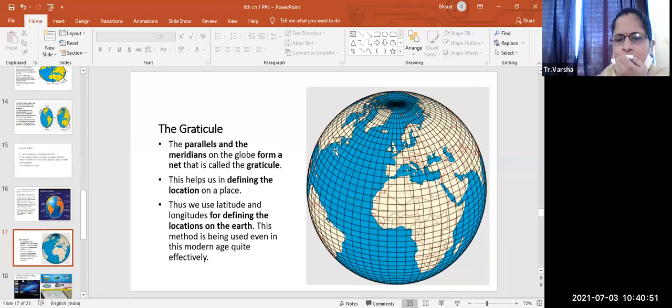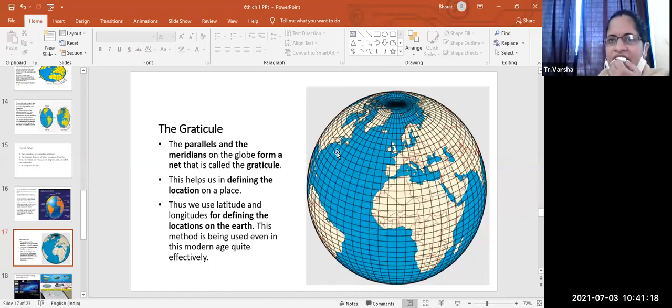The graticule is what we now have to look at properly. The parallels and the meridians on the globe form a net that is called the graticule. Children, in the picture you can see a net is formed. In that net we have the parallels and the meridians both, and we form a net.